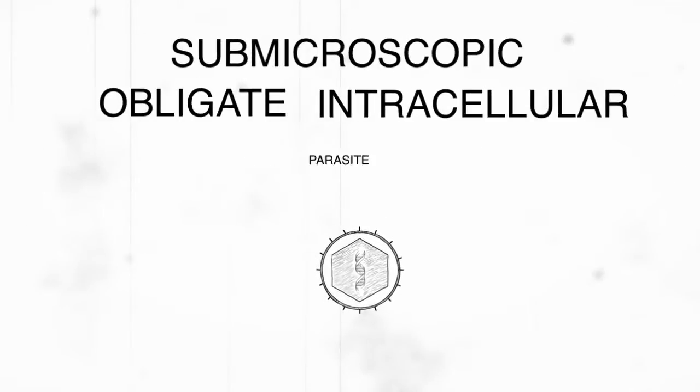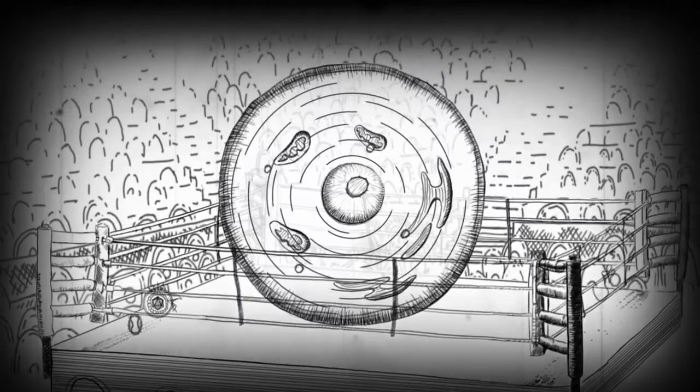So what is a virus? A virus is a submicroscopic obligate intracellular parasite. Want to know what that means? Too bad, asshole! Viruses are non-living organisms which require a host cell to infiltrate, replicate, and disperse. There are two types of viruses, DNA like chickenpox and smallpox, and RNA like Ebola and influenza.